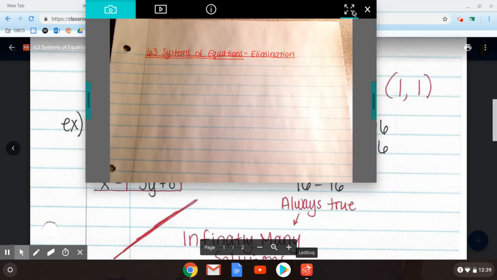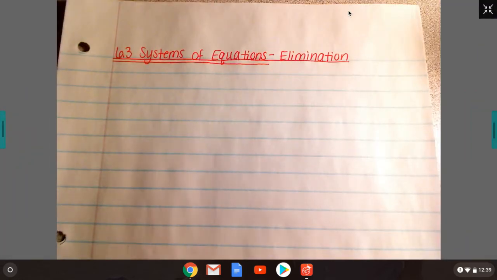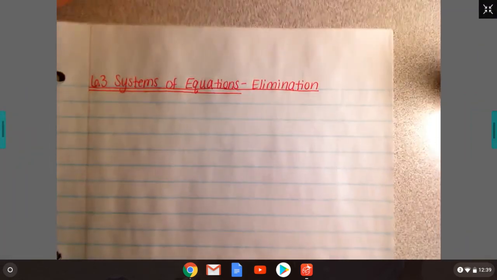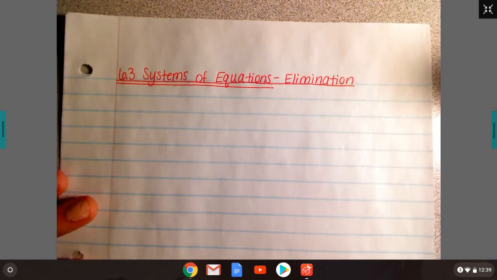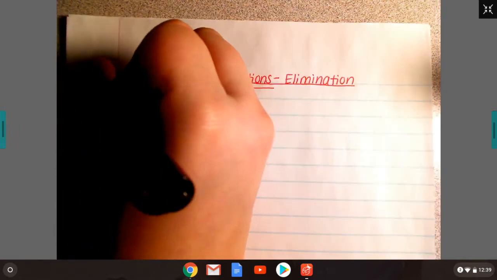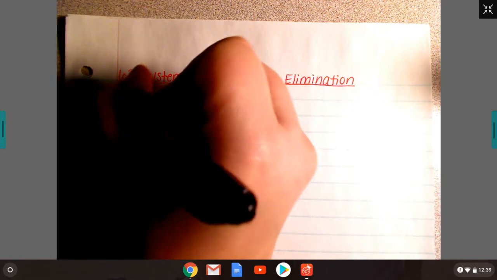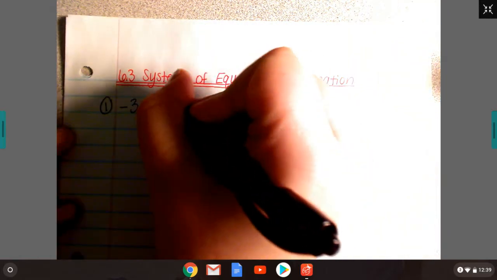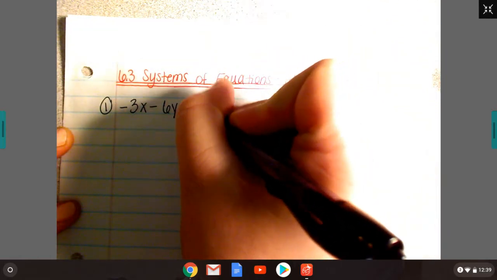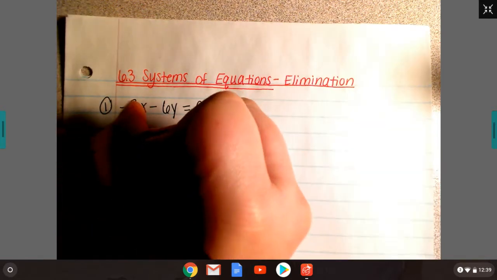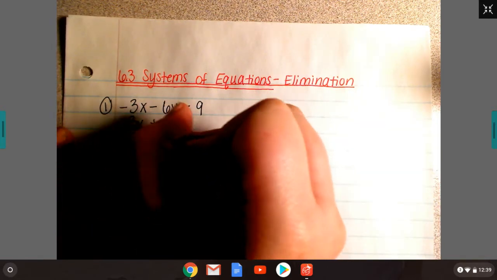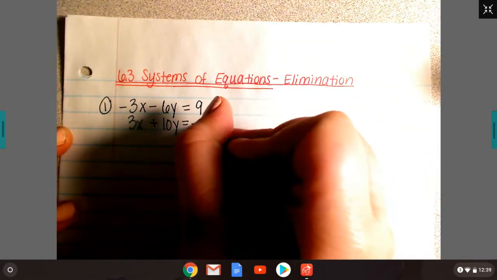Elimination is a little bit different. So let's look at an example where it would lead us to eliminate instead of substitute. So here's one like that. Example 1. Let's do negative 3x minus 6y equals 9, and let's do 3x plus 10y equals negative 9.